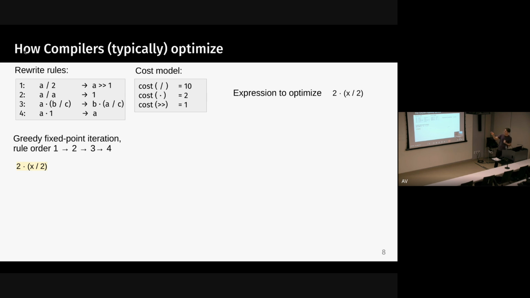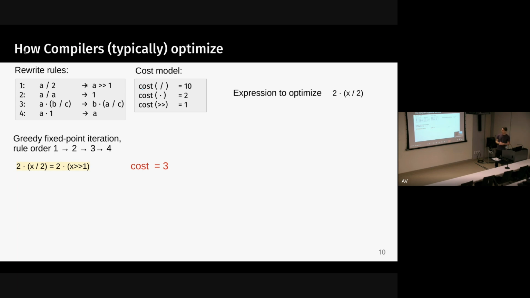So let's have a look at what happens if we take these rules in the order 1, 2, 3, 4, and we apply them to this expression. The first rule that we apply is number 1, the division inside the x divided by 2 gets turned into x shifted to the right by 1. Now we look at that and we ask, can rule 2 apply? No, there's nothing that divides itself. Can rule 3 apply? No. Can rule 4 apply? No. We go back to rule 1, can it apply? No, there is no more division, we're done. And that has a cost of 3, which is obviously not the optimal solution that we want.